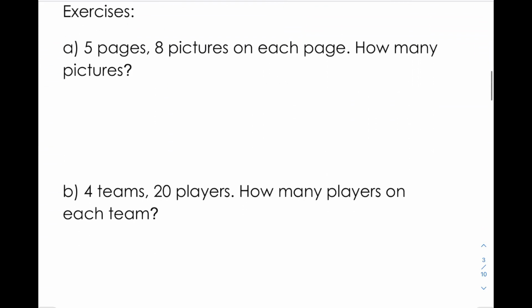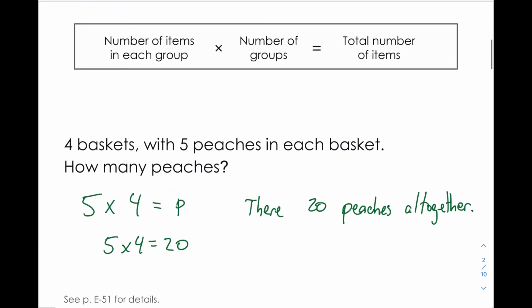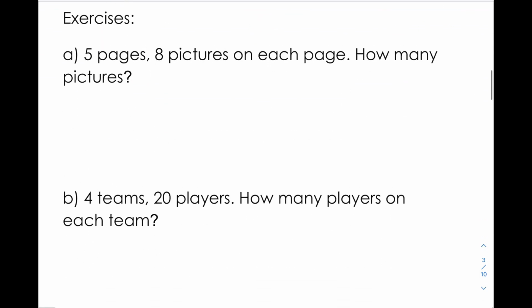Let's look at a couple of other examples. Let's use that same formula that we had up here. So number of items in each group times the number of groups gives us the total number of items. Go ahead and try these on your own. Come back when you are ready. So if we have 8 pictures on each page and 5 pages altogether, we can use multiplication to figure out how many pictures altogether. From your multiplication facts, you should know that 8 times 5 is 40. So then your sentence can say there are 40 pictures altogether.